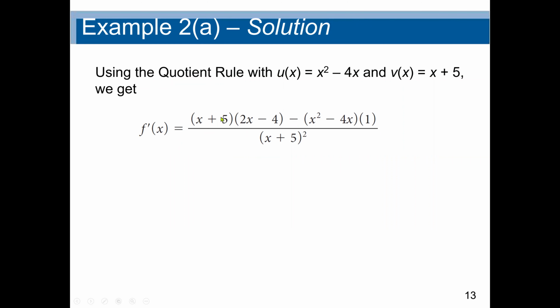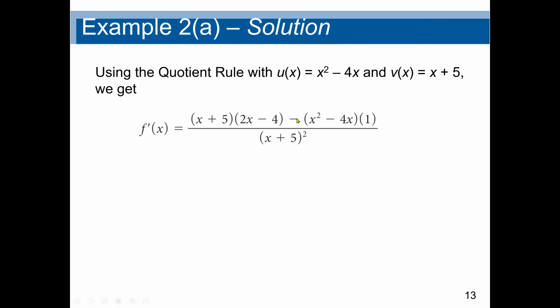So this is what we did now. We can see we find the derivative of the top, s squared minus 4s, which is 2s minus 4. The top first, the numerator. Then I multiply by the denominator. The denominator is s plus 5.